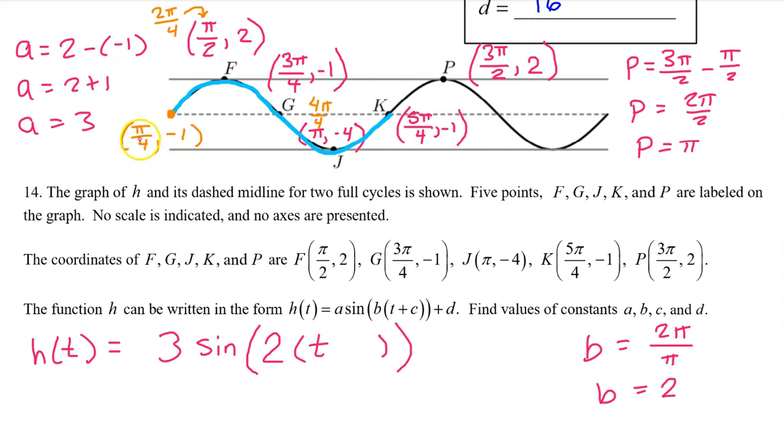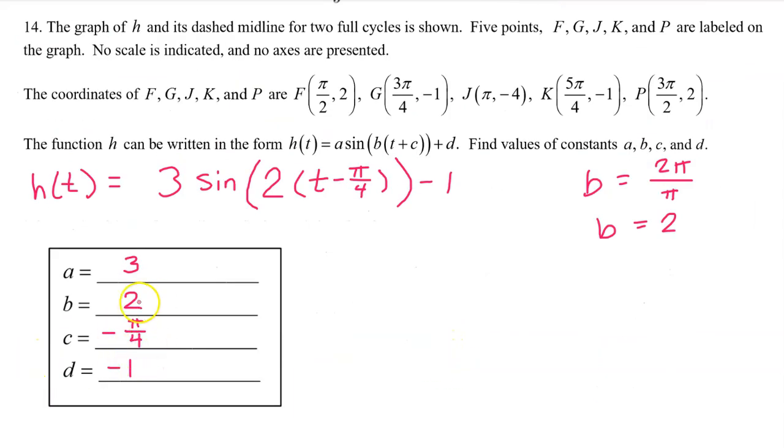The input value of the first point is the phase shift, and the c value is the opposite of the phase shift, so the c value is negative pi over 4. The d value comes from the midline. The midline is y equals -1, so the d value is -1. You can record your answer like this, or leave it like this.